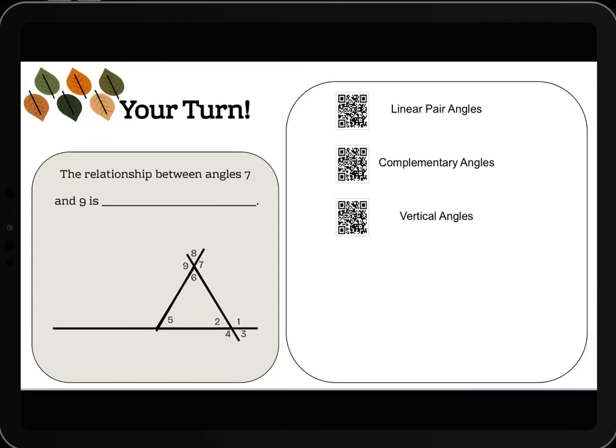So in this case, what's the relation between 7 and 9? Pay attention to how 7 and 9 appear. 7 and 9 are exterior angles to the triangle. They're formed by an extended side and a normal side, but look at them. They're opposite of each other, right? Because they're opposite each other like that, we should have selected vertical angles, right? So the relationship between 7 and 9 is vertical angles.